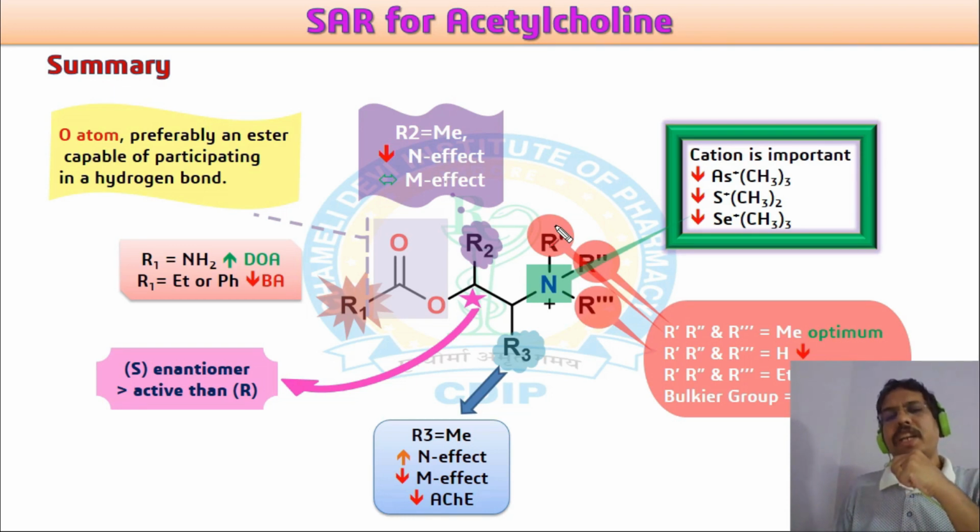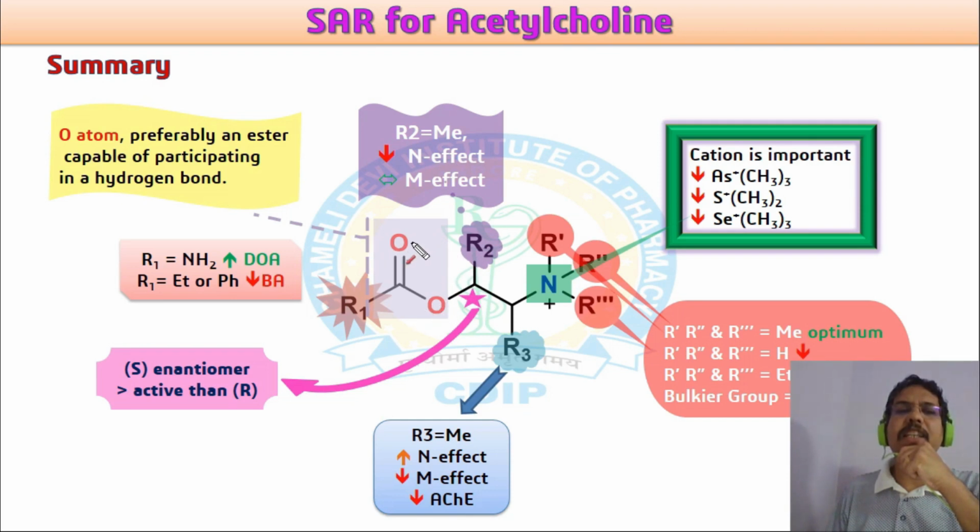Similarly, if you look at the quaternary ammonium moiety, the R group or R prime group, then the activity is affected in such a pattern. If all the R is methyl, then it is optimum activity. If all three R are H, then activity decreases. If all three R are ethyl or propyl, activity decreases. And sometimes bulkier groups show anti-acetylcholinergic effect or anticholinergic activity. And if you look at the bridge type of system, we already studied it.